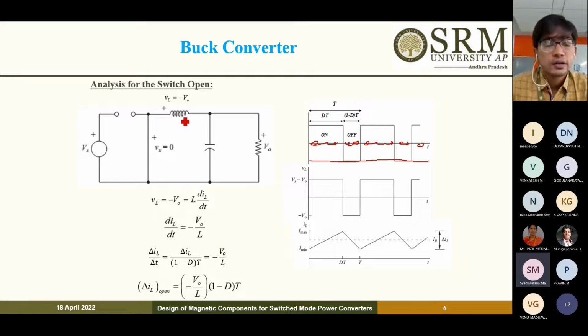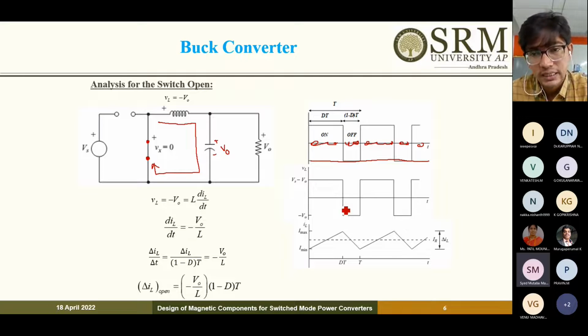Due to the inductor principle, it will not allow sudden changes in the current. So in order to provide the path for the inductor current, the diode will be forward biased during this moment. If you apply KVL in this particular loop, the voltage across the inductor, VL, will be equal to minus V0.